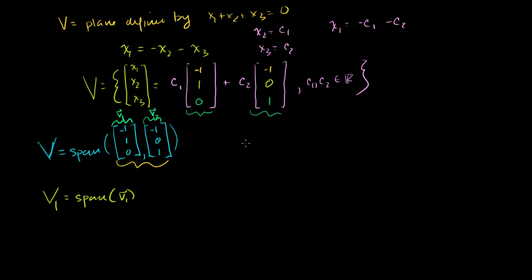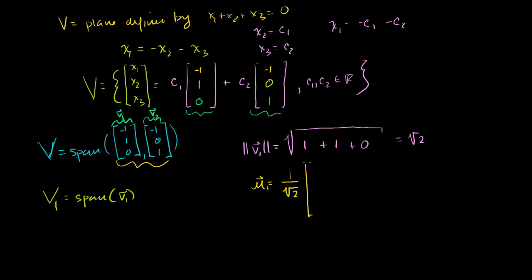So let's do that. What is the length of V1? The length of V1 is equal to the square root of (-1) squared, which is 1, plus 1 squared, which is 1, plus 0 squared, which is 0. So it's equal to the square root of 2. So let's define some vector u1 is equal to 1 divided by the length of V1, so 1 over the square root of 2, times V1, which is (-1, 1, 0). Then the span of V1 is just the same thing as the span of u1. And so this would be an orthonormal basis.